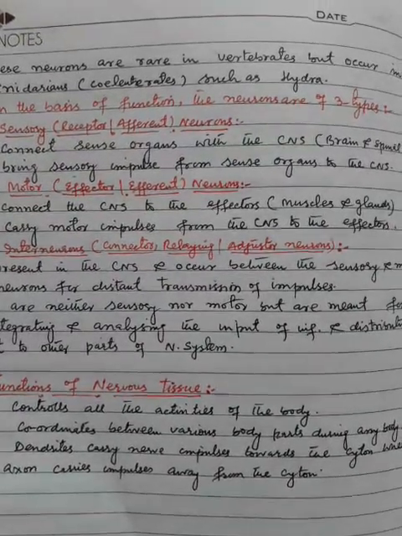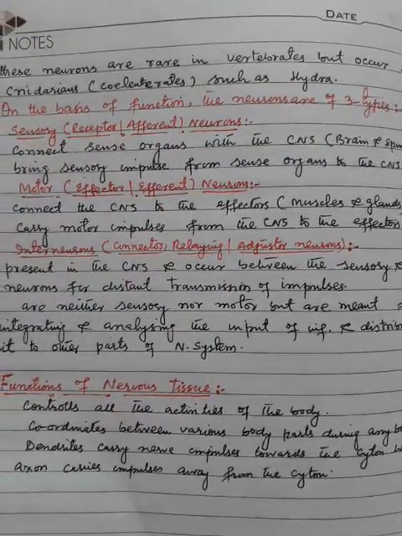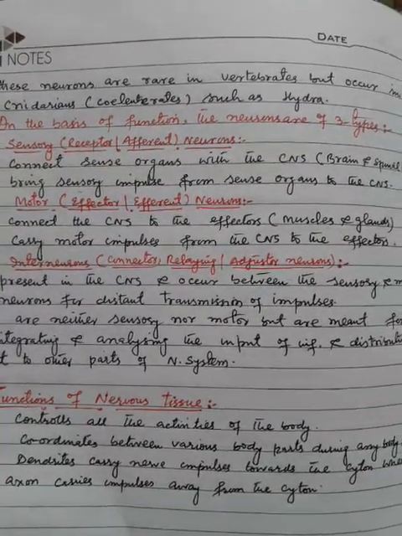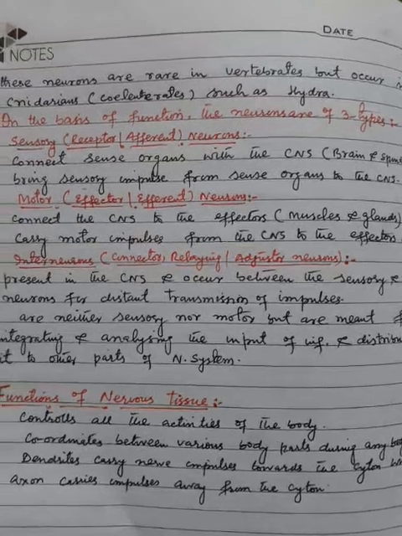This was about the nervous or neural tissues, types of neurons, and the functions. This completes the animal tissues.